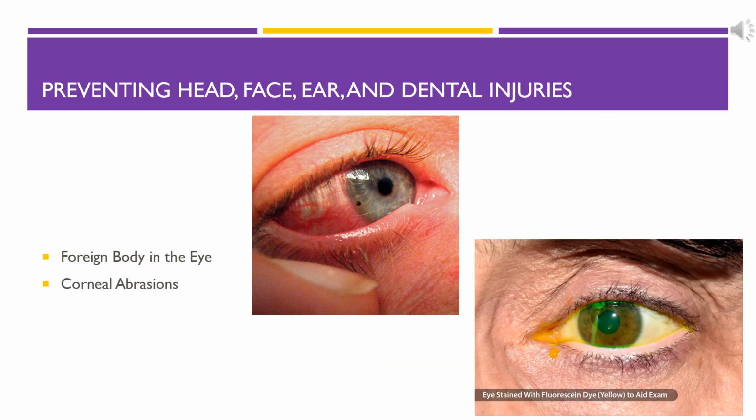Foreign bodies in the eye can occur with sports. This includes getting a finger poke in the eye by a teammate or an opposing player, or getting some sort of dirt or debris lodged in the eye. Almost always with a foreign body in the eye, there is some degree of corneal abrasion that occurs.